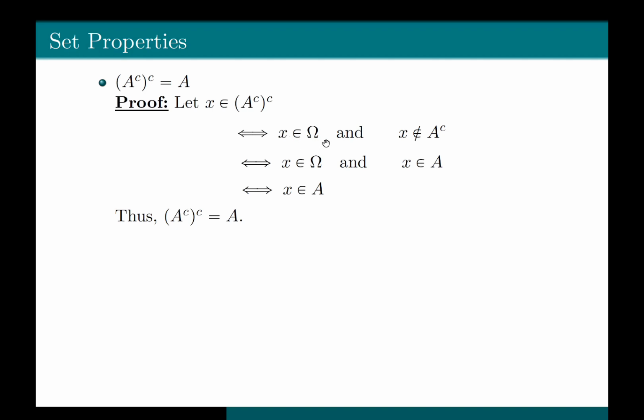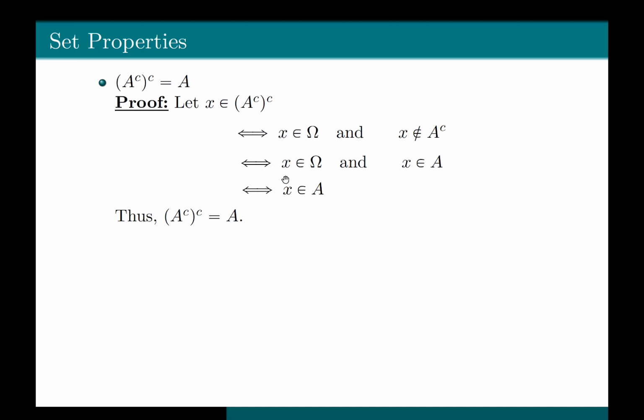Now, if you have x belongs to omega and x does not belong to A complement, it further implies that x belongs to the universal set. And if x does not belong to A complement, it means that x belongs to A. Again, we have the if and only if sign over here, remember, which means that the third statement also implies the second statement.